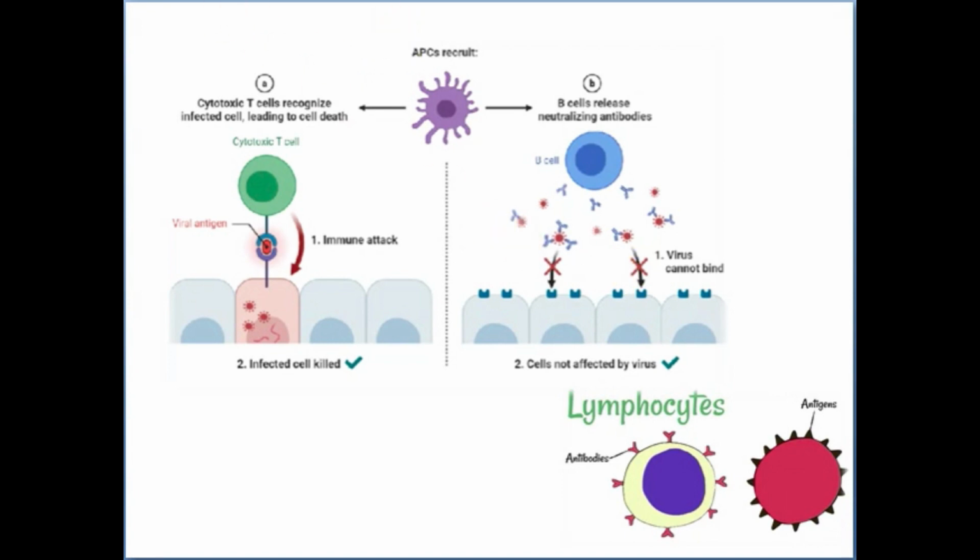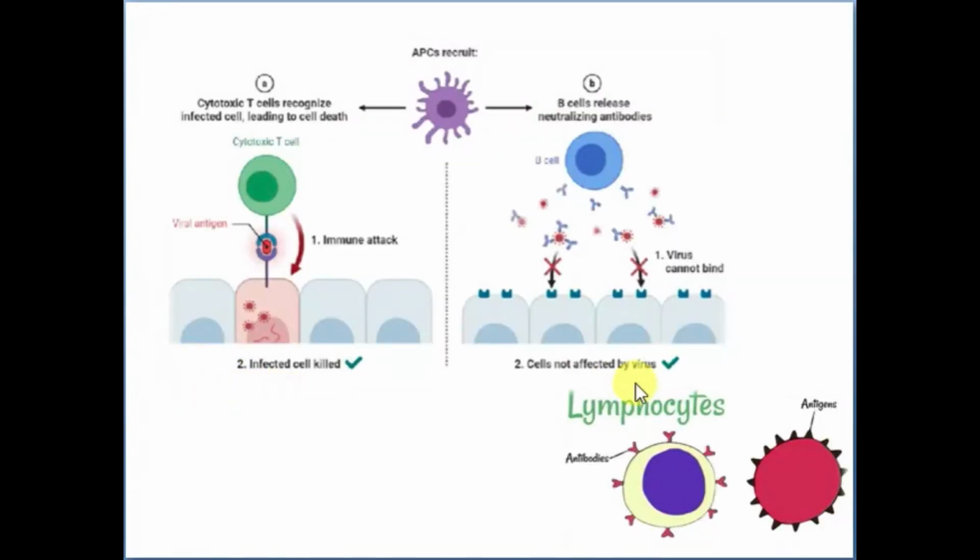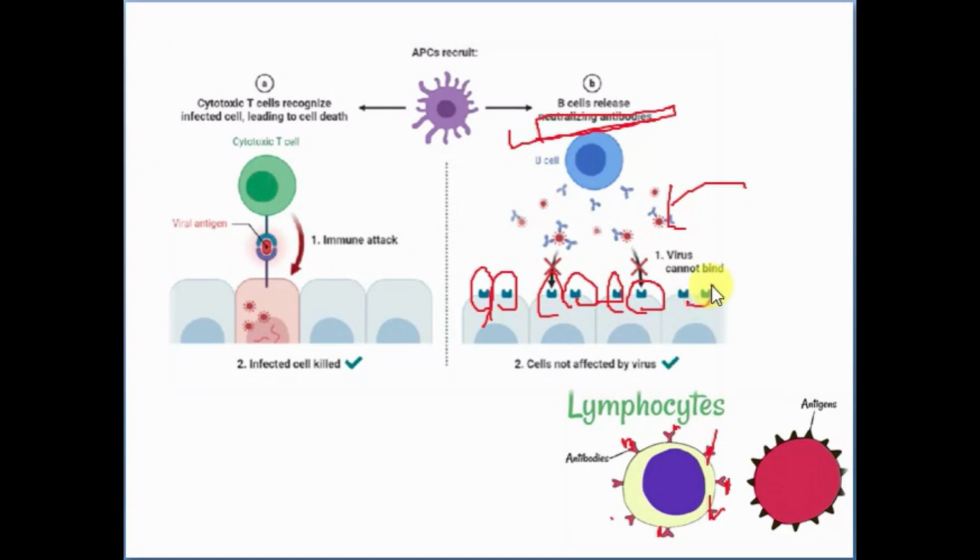Here in B lymphocytes, it was written that they attack invaders outside the cell. So how do they attack invaders outside the cell? This is the diagram. Here you can see that B cells release neutralizing antibodies. Antibodies are present on the wall of these cells. When an unwanted virus has entered our body, these B cells will release these antibodies, and these antibodies will get attached to this cell. They will form receptors and protect the cell.